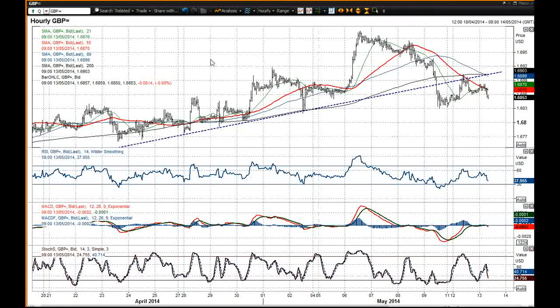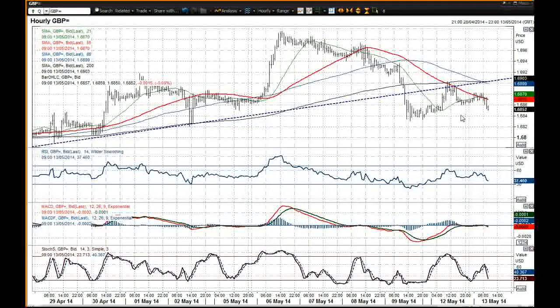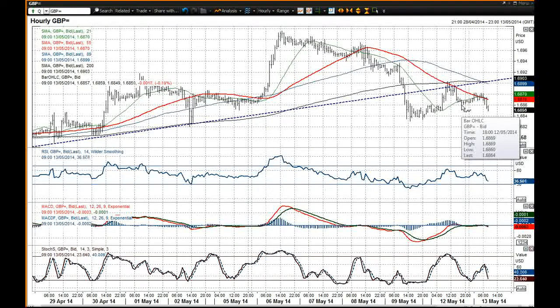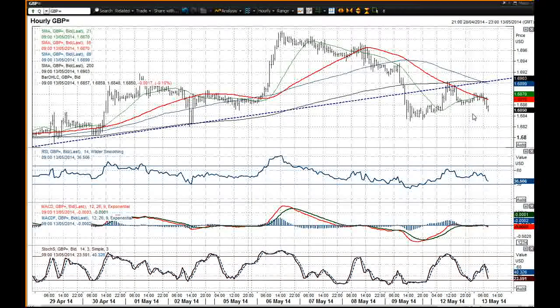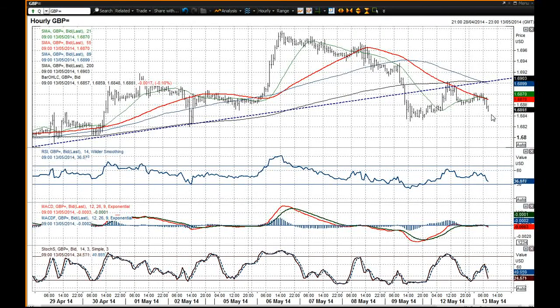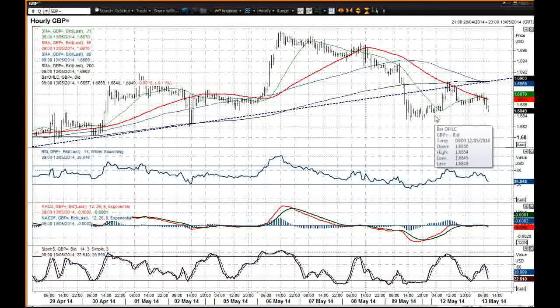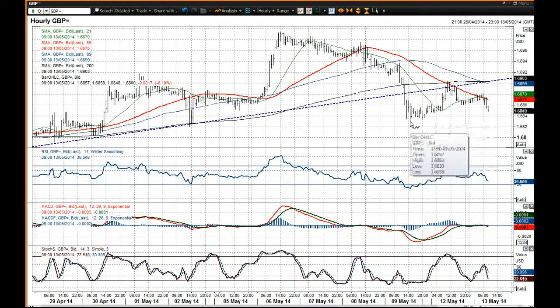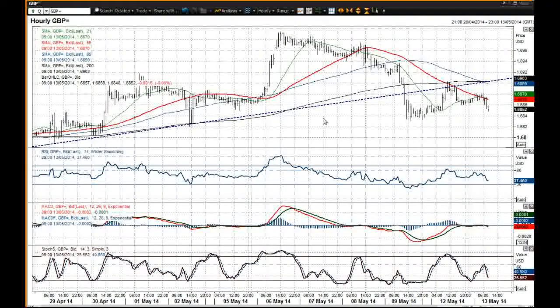Furthermore, as I said, in the last couple of hours, the cable has started to deteriorate. It's broken back below the 1.6860 mark, and it's now beginning to accelerate downwards again. 1.6845 is the initial support, and then 1.6830 is yesterday's low, or the overnight low from the weekend, and then we're looking back at 1.6820. So a couple of levels there to be watching out for.